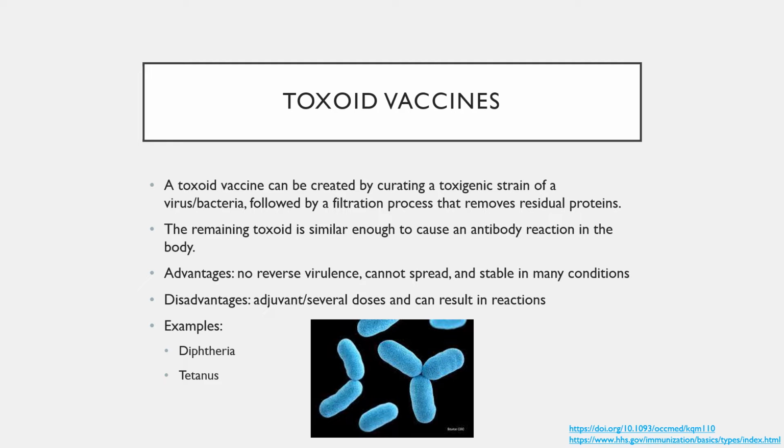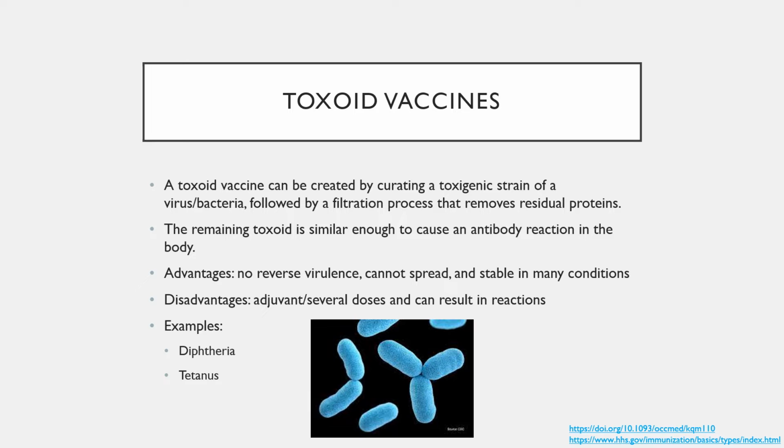To start off the discussion on vaccines, I would like to look at the different versions that we can see. The first one we're going to look at is the toxoid vaccine. This type of vaccine is generated by curating a toxigenic strain of a virus. And then with that strain, we filtrate it many times and very efficiently. This removes any residual proteins that it may have. With that, we're able to create a toxoid that's similar enough to the original that it can still create the antibody reaction that we're looking for in the body.